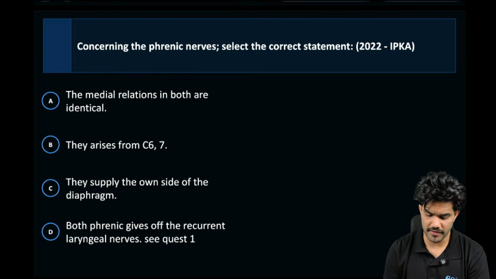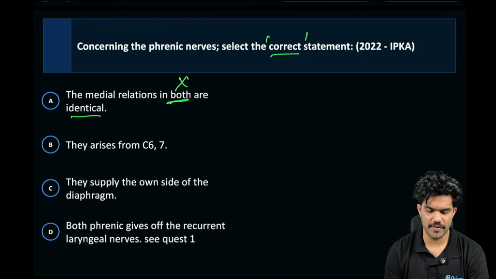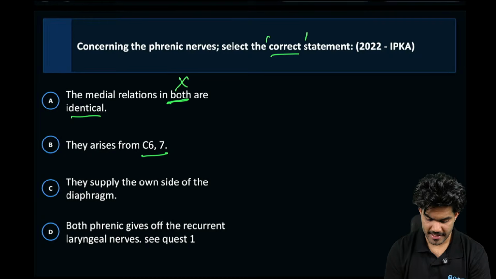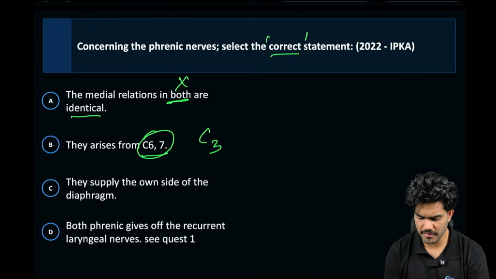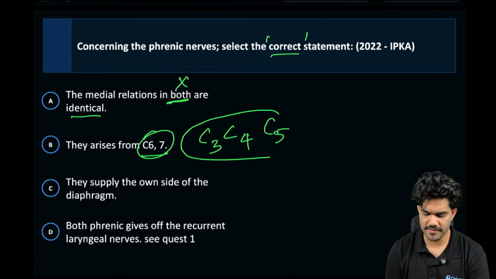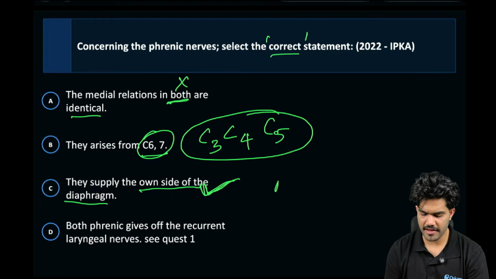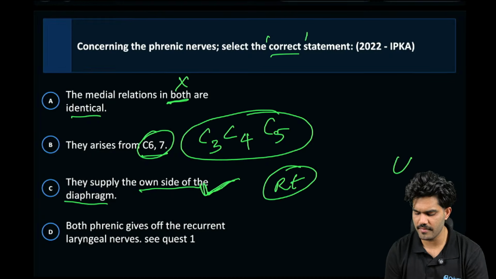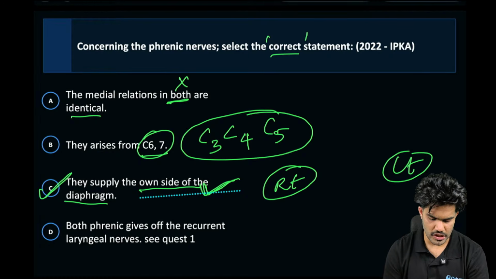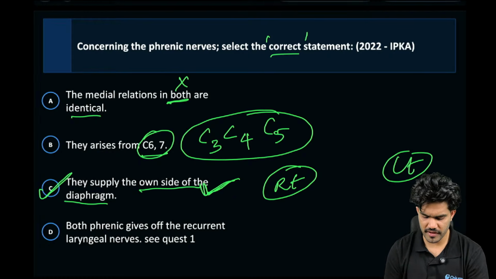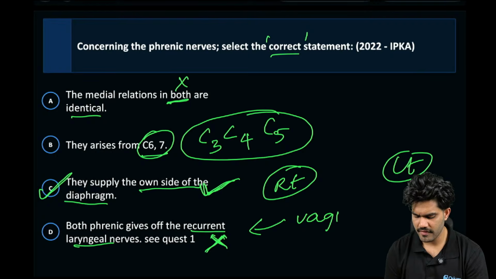Concerning the left phrenic nerve, select the correct statement. Medial relations in both are identical? For sure it is not identical. They arise from C6, 7? No, I told you they arise from C3, C4 and C5. They supply their own side of the diaphragm. Yes, right will supply the right side of the diaphragm, left will supply the left side. Option C: both phrenic nerves give off the recurrent laryngeal. No, for sure wrong. Recurrent laryngeal is given by the vagus nerve.